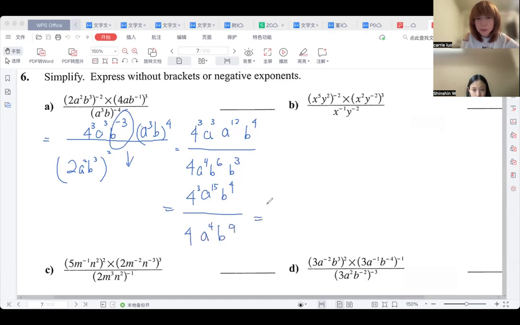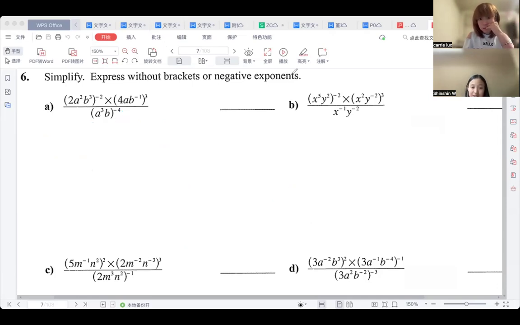Then I do the eliminating. So this one I have 4 squared left, and this one I have a11 left, and for this one I have b to the power 5 left. So this should be the answer. Okay, good. So everyone has their own method. I just want to make sure you get the one that's easiest and most straightforward. Okay, so let's take a look at the next one.